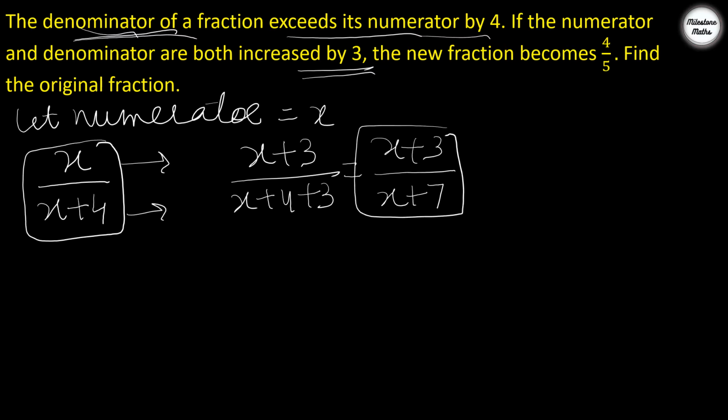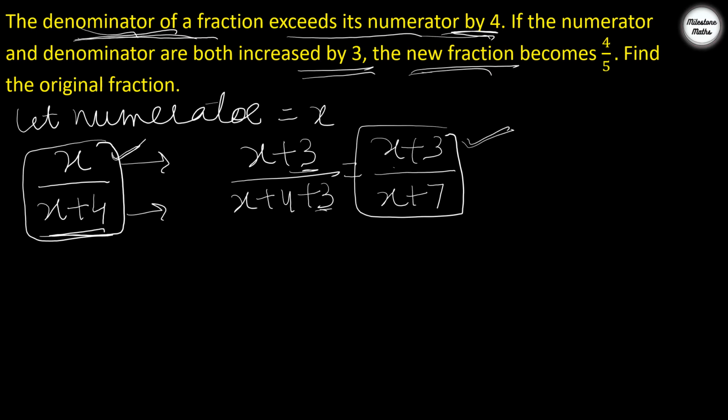Now what they are saying, this is a new fraction, right? We first created this fraction where the numerator we assumed x and the denominator of the fraction exceeds its numerator by 4, so the denominator will be x plus 4. Now the second condition, numerator and denominator are both increased by 3. So we have added 3 in numerator and denominator both. So we have got the new fraction as x plus 3 divided by x plus 7.